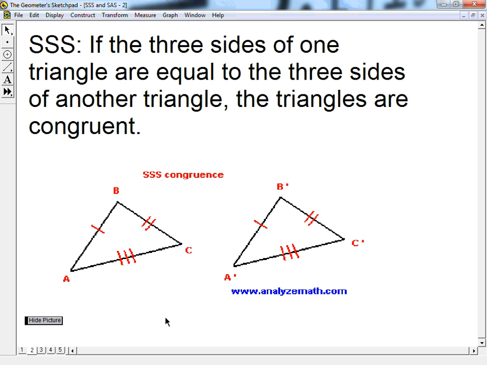I'm giving you two triangles there, and you notice one side from each triangle I marked with one slash, so that means those are equal. The second side I marked with two slashes, and the third one with three slashes. So I'm saying the three sides of one triangle are congruent to the three sides of the other triangle. Right? So that's what we mean. So side, side, side, if all three sides are congruent, then the triangles are congruent. The triangles are exactly the same thing.